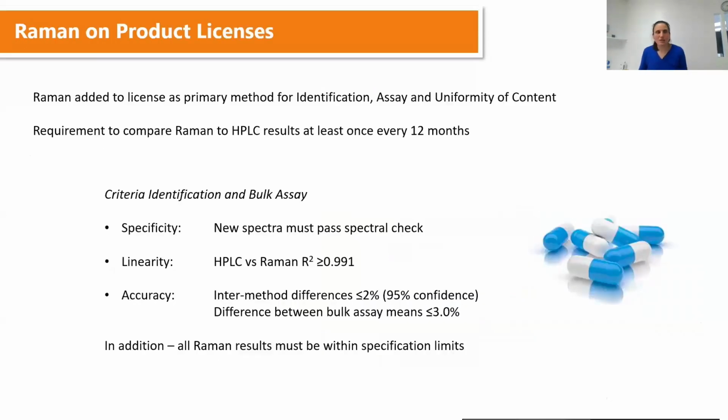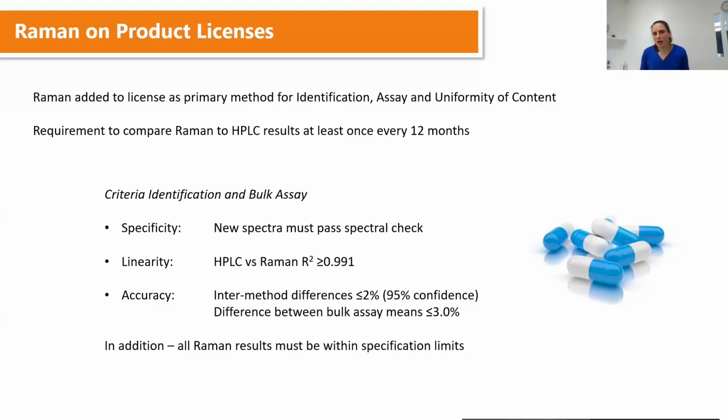So as I mentioned, we've got this Raman on some of our product licenses. We've used the Raman method primarily for 3 different reasons. One is for the identification tests, one is for this assay that I described earlier, and one is to test for uniformity of content. And this is a similar test to the assay, but you get 10 or 30 tablets, and just check that the drug content in them is kind of similar between them all.